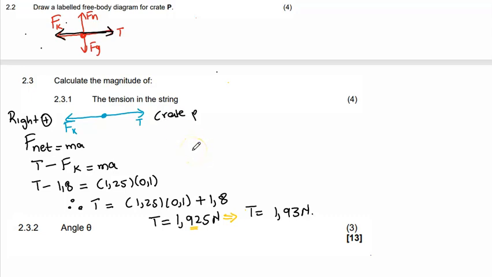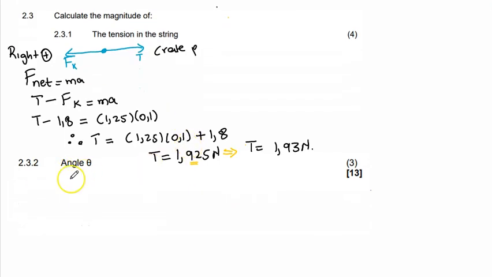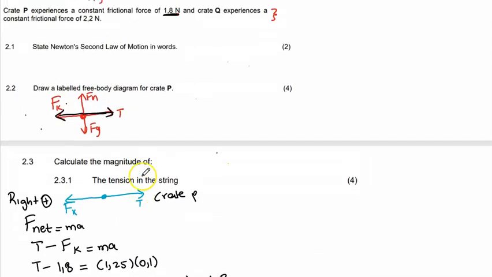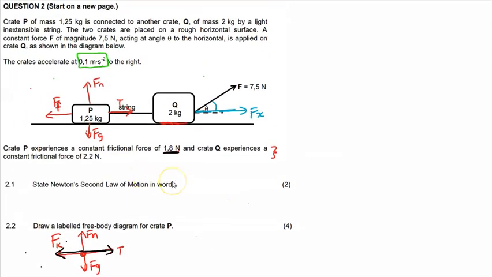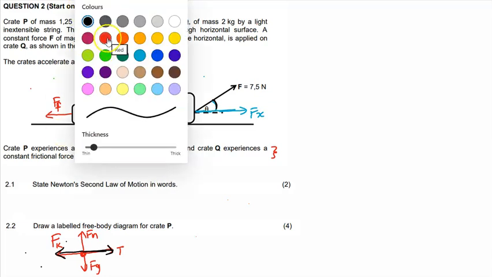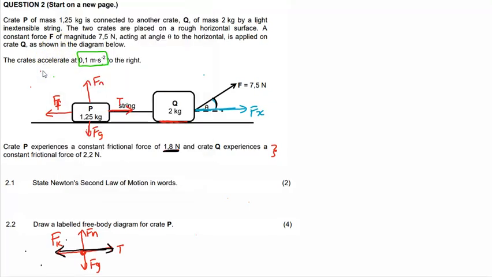This is also 3 marks. Let's look at what they want on the next question. They want us to find the angle theta. Let's go and see where's angle theta. Look at the angle that they need us to calculate. So remember, this has to do with vertical and horizontal components. This one going up is my Fy, and this is my Fx.